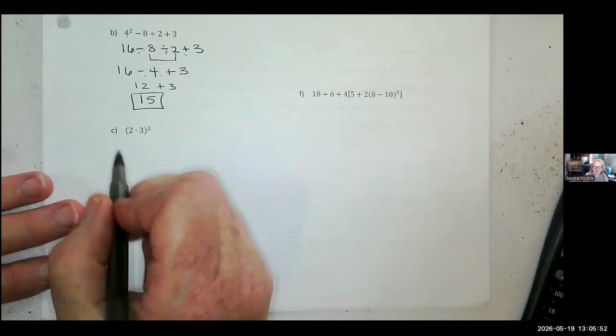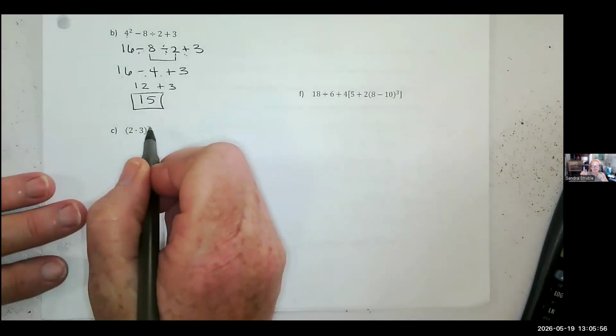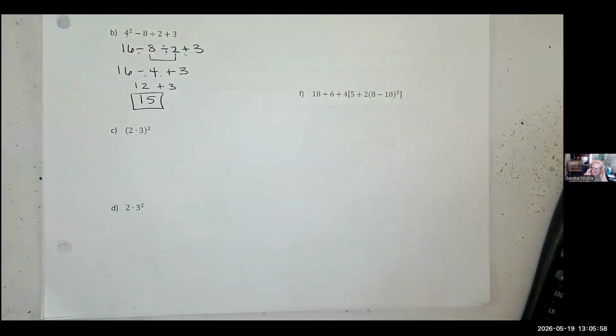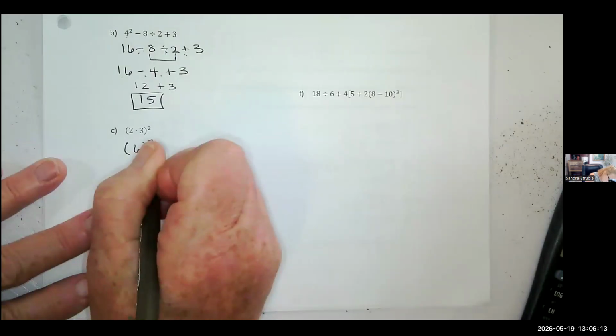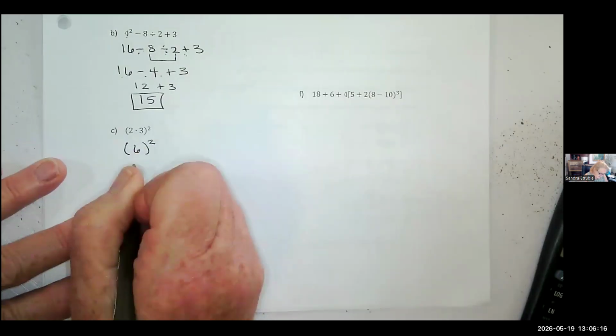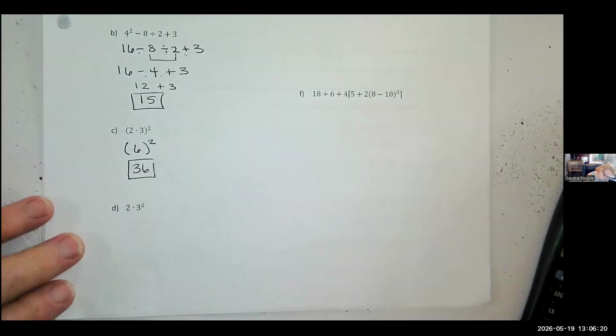The next one, we've got 2 times 3 squared. Now, you would think multiplication comes after exponents. However, they're in a parenthesis. So you have to do what's in the parenthesis first before you can do the exponent. So 2 times 3 is 6. Then you can square it. 6 squared is 36, which is 6 times 6. If that helps you, write that.